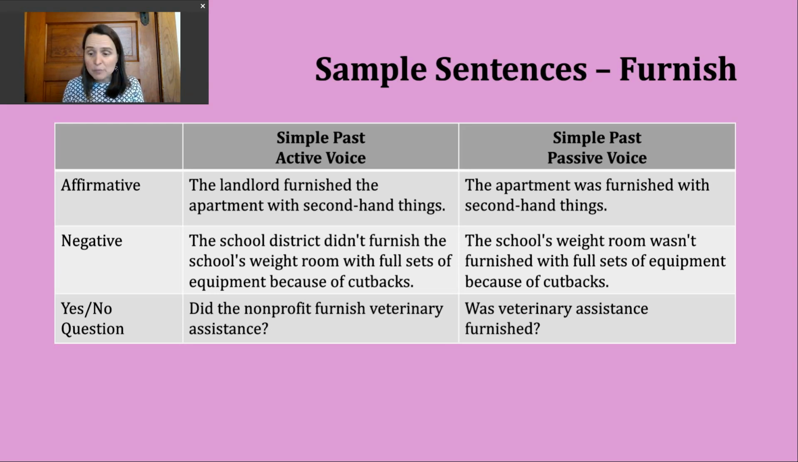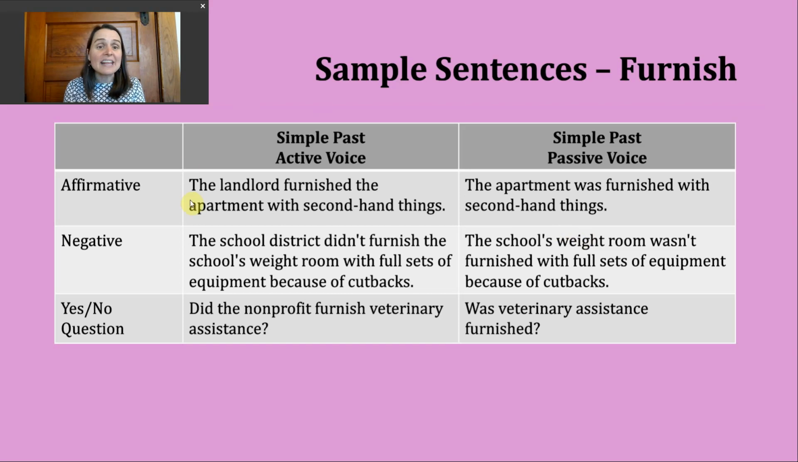So let's take a look now that we know our pattern here. Let's look at these two sentences. I think you're more likely to hear a passive voice sentence with this verb furnish. So let's start with that one. The apartment was furnished with second-hand things. Okay? So this might mean that someone, right? We don't know who, is responsible for the action of renting an apartment. They have put furniture, things that were previously owned, so they're not brand new things, in the apartment. That's all that sentence means.